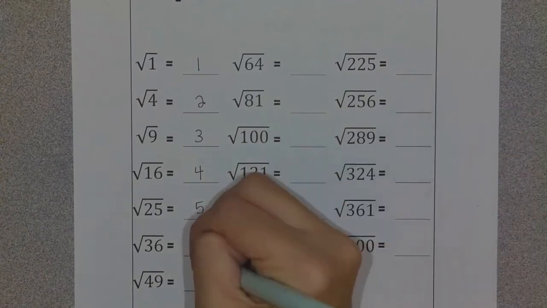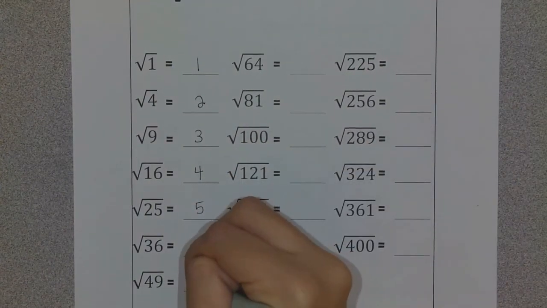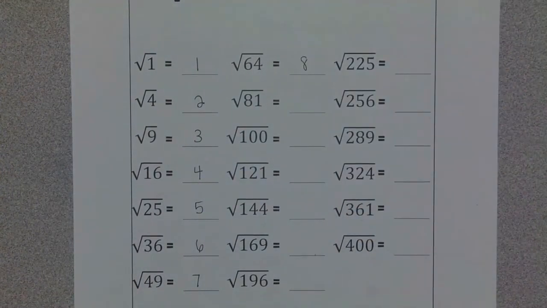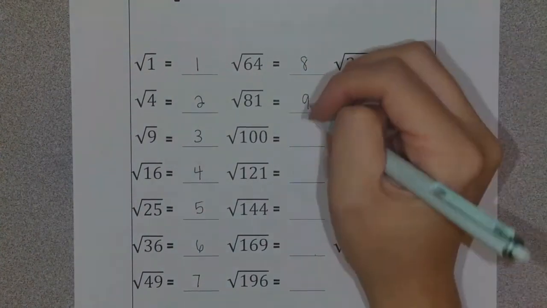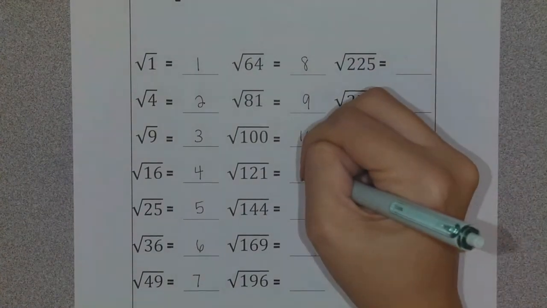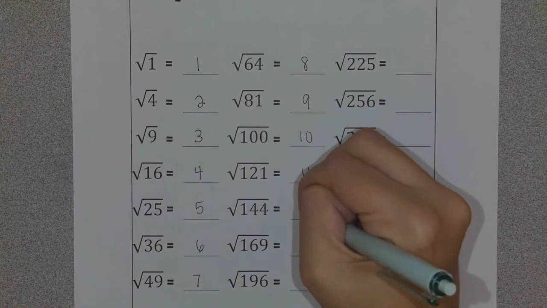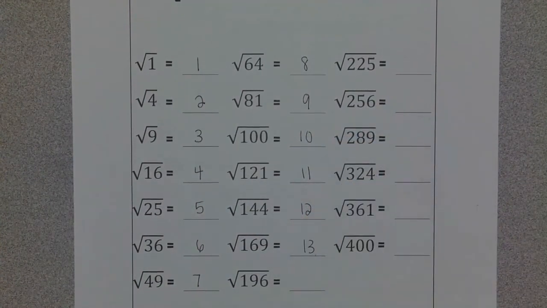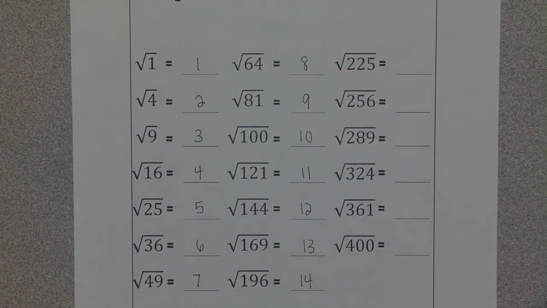The square root of 36 is 6. The square root of 49 is 7. The square root of 64 is 8. The square root of 81 is 9. The square root of 100 is 10. The square root of 121 is 11. The square root of 144 is 12. The square root of 169 is 13. The square root of 196 is 14.